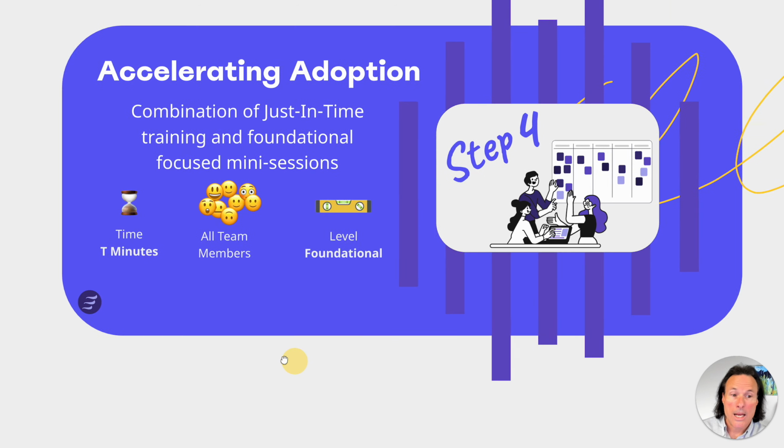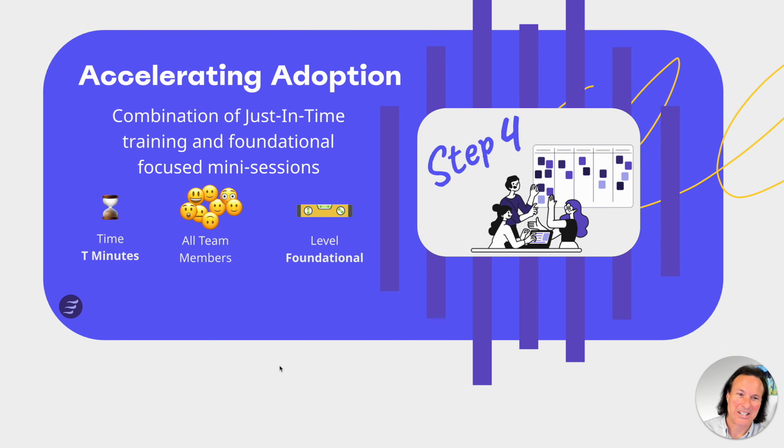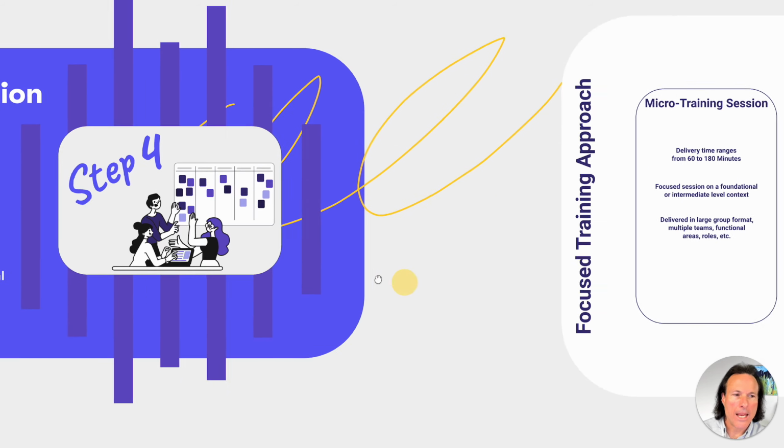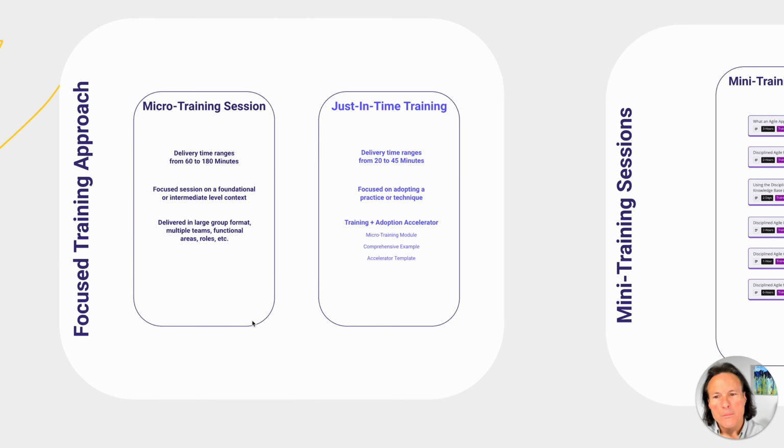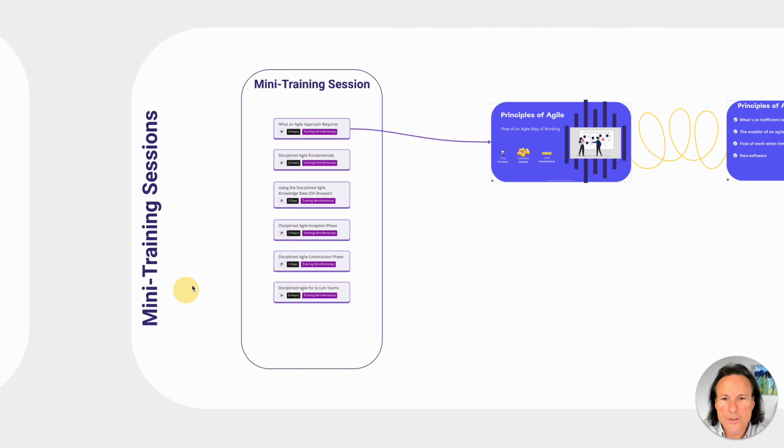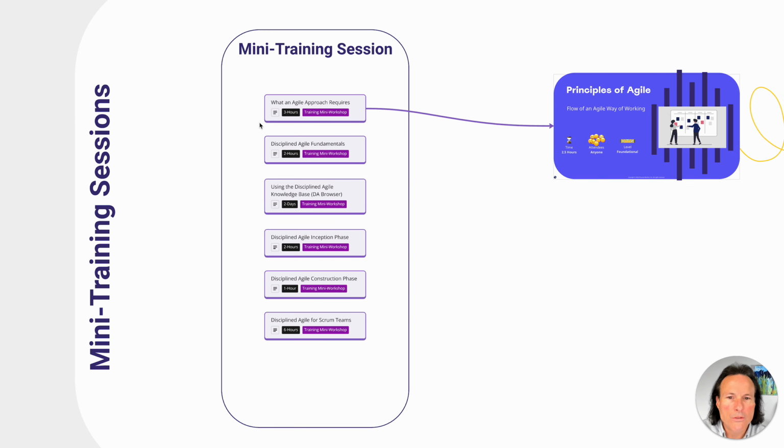And then we get into the action. So, accelerating adoption. In this step, we have some of these micro training sessions, and then we have just-in-time training that's coupled, again, with our accelerator templates. So here are a few examples of some of the mini training sessions: what an Agile approach requires, Disciplined Agile fundamentals, using the Disciplined Agile knowledge base, the data browser, and so forth.